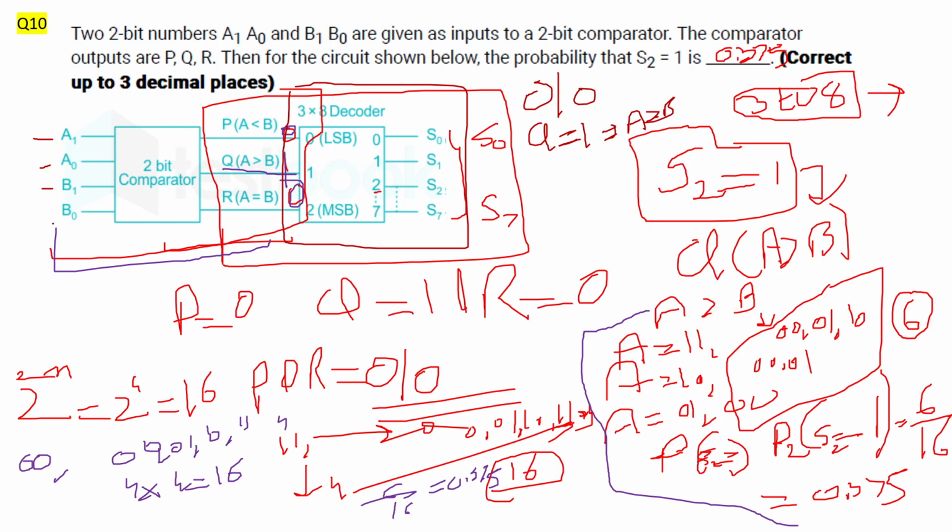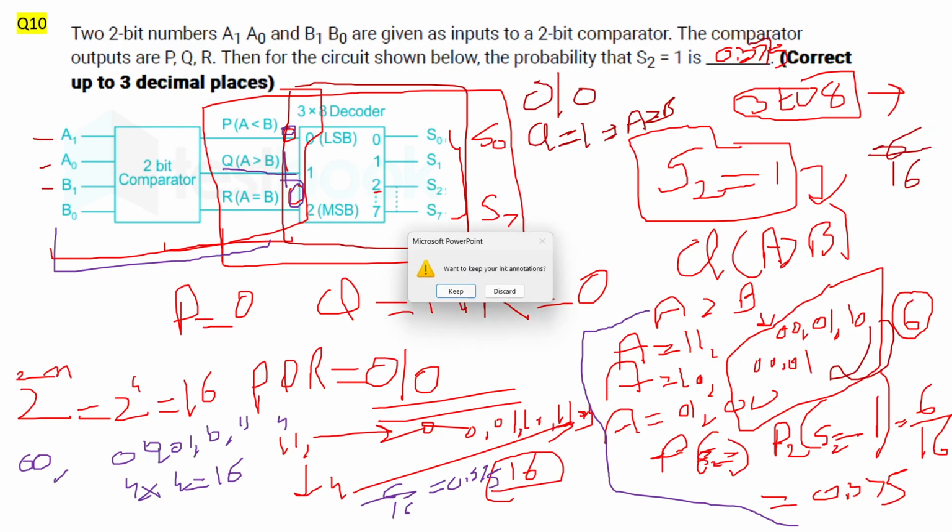So when is this possible? There are 6 possible cases: when A is equal to 1, 1, when A is equal to 1, 0, and B is equal to 0, 0, 0, 1, when A is equal to 0 and B is equal to 0, 0. So there are 6 possible cases. And how many total possible cases are there? There are 16 possible cases, so that is 6 by 16, and that is 0.375. That's what I have done here.